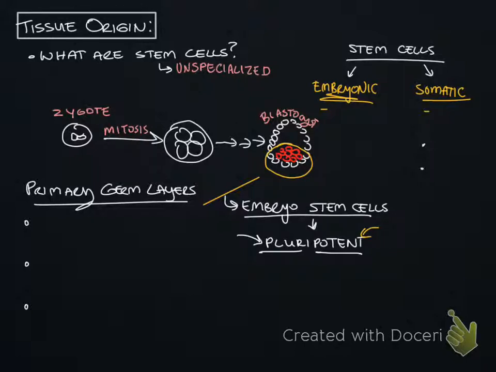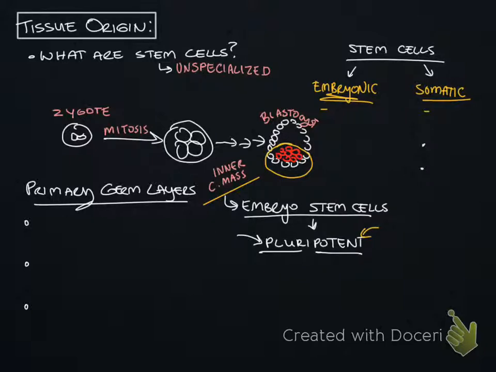And this very center part that I have circled here, those little red cells, is called an inner cell mass. And that grouping of cells is what's going to become the embryo. They're called the embryonic or embryo stem cells.